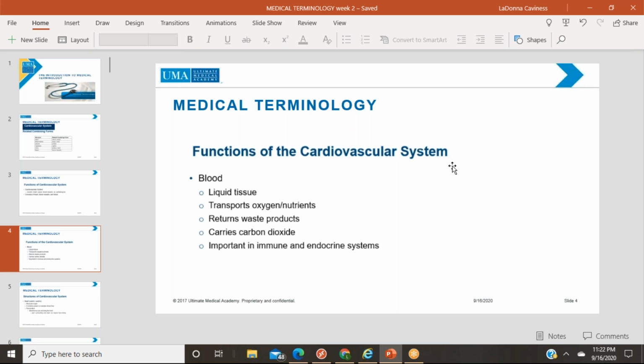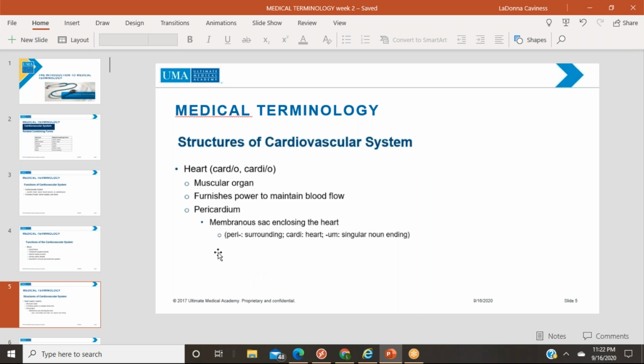Functions of the cardiovascular system. It's a liquid tissue, it transports oxygen and nutrients, it returns waste products, it carries carbon dioxide, and it's important in the immune and endocrine system.